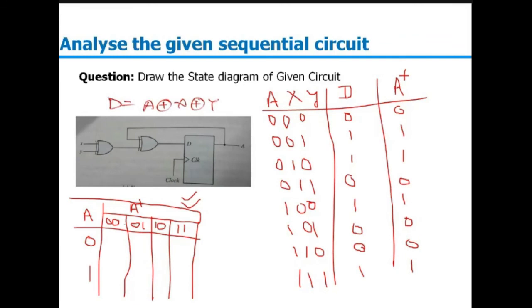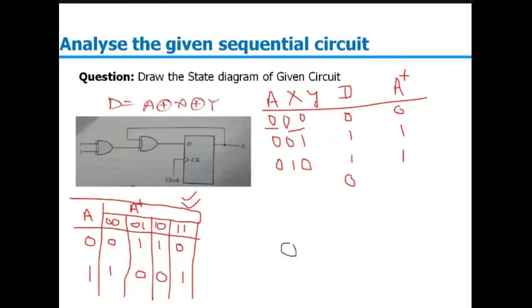Now you will comment on this table. When the present state A is 0 and the input XY is 0, 0, the next state A plus will be 0. Then 0, 0, 1: the next state will be 1. Then 1, then 0. Then when A is 1, the present state is 1 and the input is 0, 0, sorry. The next state will be 1. Then 0, 0 and 1.